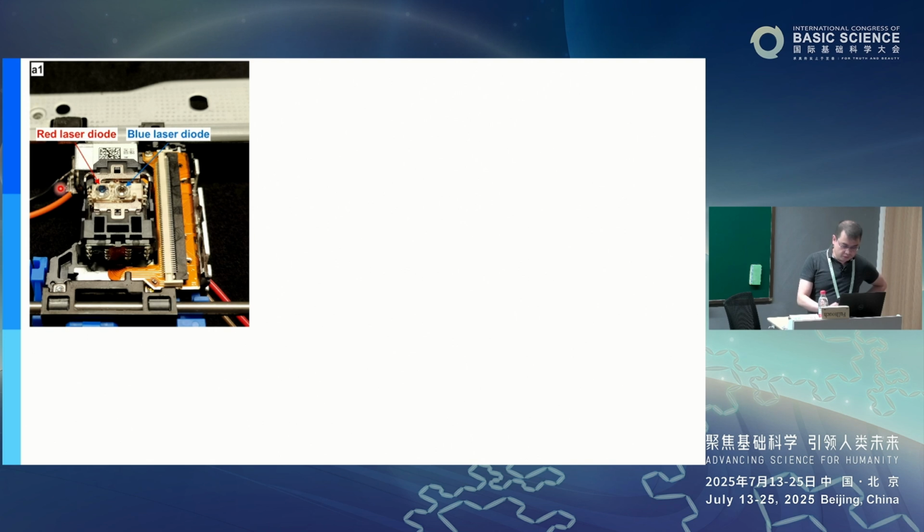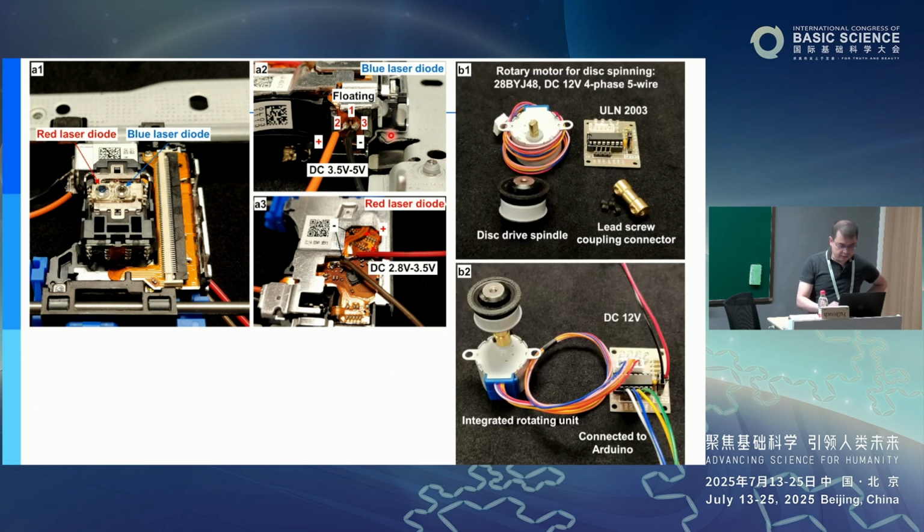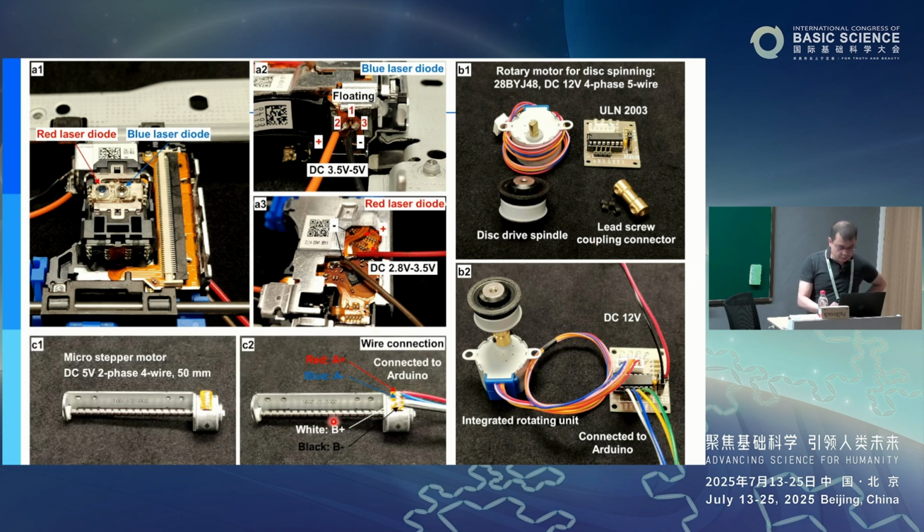The first thing you need is a light source. You have two laser diodes within that Blu-ray drive: a blue laser diode and a red laser diode. You can just give it voltage and control the laser diode. Also, you have a rotational stage and a translational stage. So based on the Blu-ray drive, you have everything.